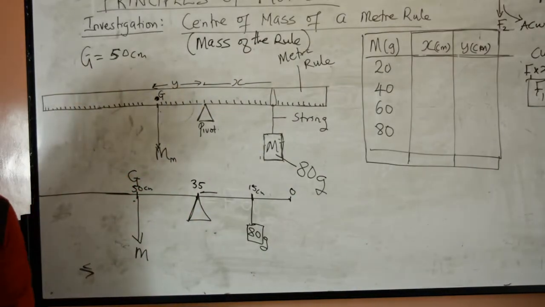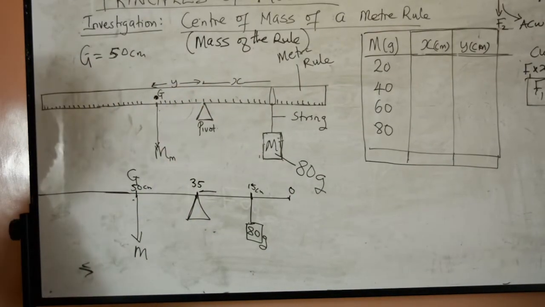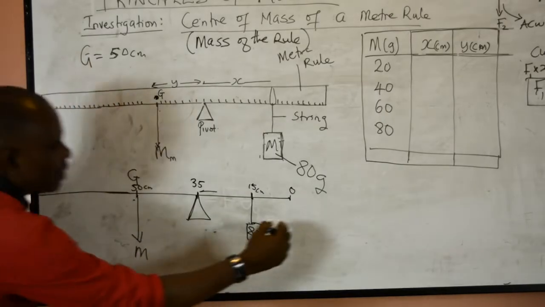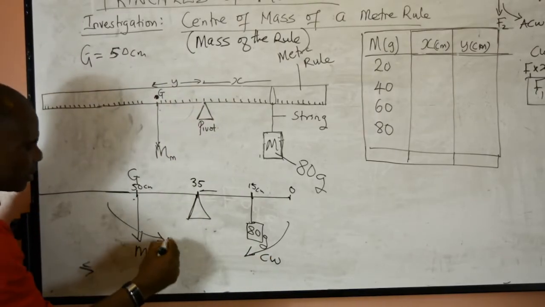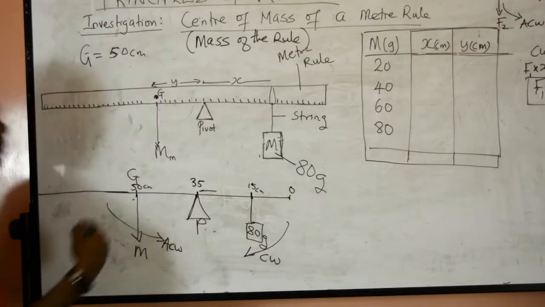So now this is 50. Now it is horizontally balanced. It could be like this, and we'll do the calculations. Let's see what happens there. So we say that this is clockwise turning moment, and this is anti-clockwise turning moment about that pivot.